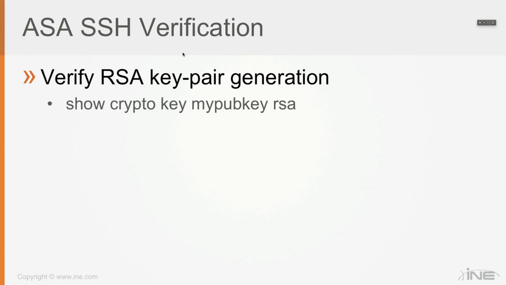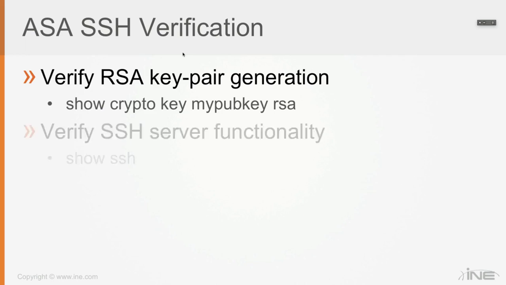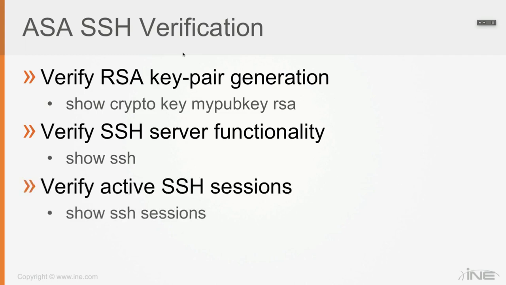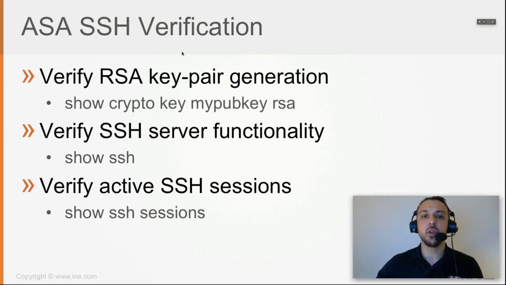Verification-wise, it is the same command to verify the RSA, of course only the public key, because the private key is hidden. Verify SSH server functionality, show SSH, and verify active SSH sessions, show SSH sessions. So command-wise, it's a bit different than the iOS. It's another platform, but it makes sense in there. And for example, in general, if you don't know a specific command and you're on the device, as long as you know it should be under SSH, you put show IP SSH question mark or show SSH question mark, and it should be somewhere in there. The commands should be self-explanatory.